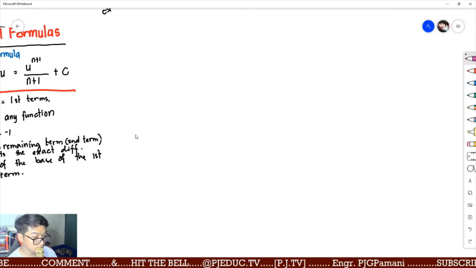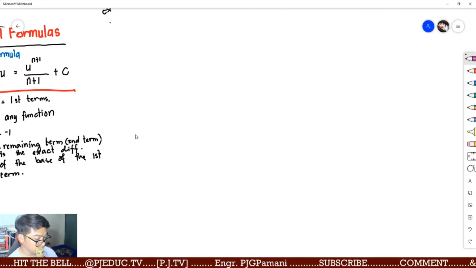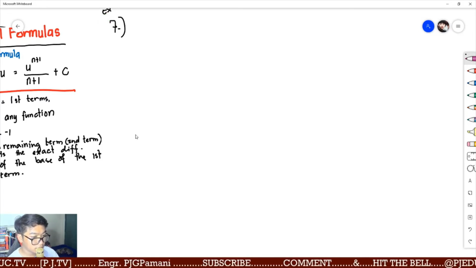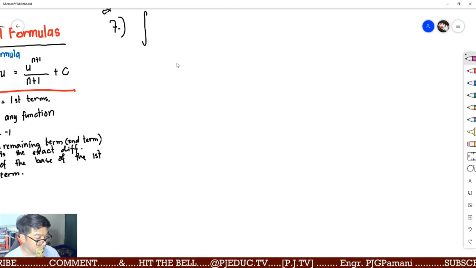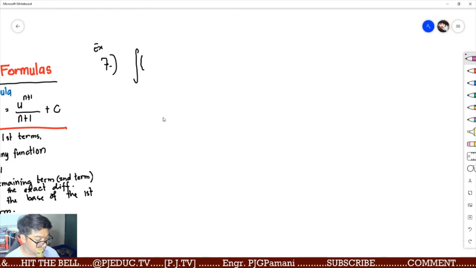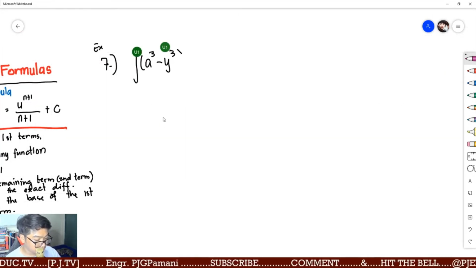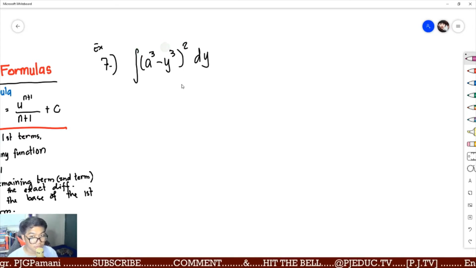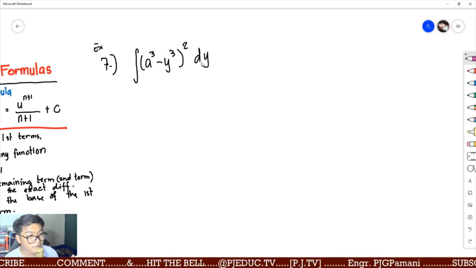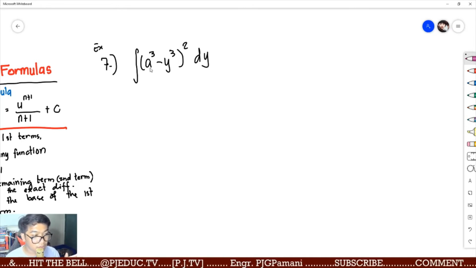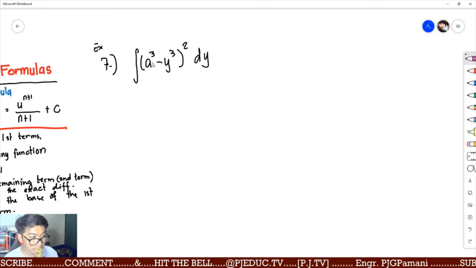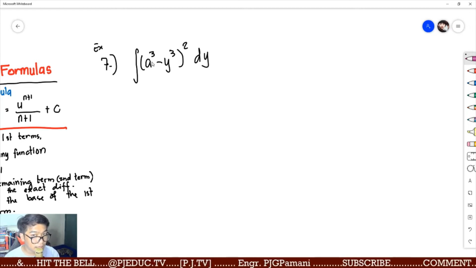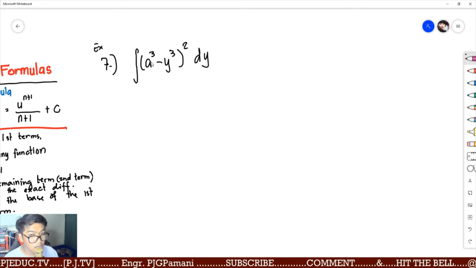Question. Ang example ngayon? 6, 7. For example number 6. Now, what if our example is this one? Integrate or evaluate the given indefinite integral a cube minus y cube squared dy. The differentiated form is the y variable. So meaning, the other term here is basically what? Or the other function here is basically your constant. So we'll just have to assume a cube as our constant.